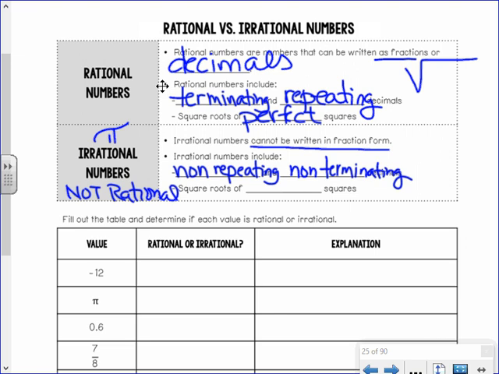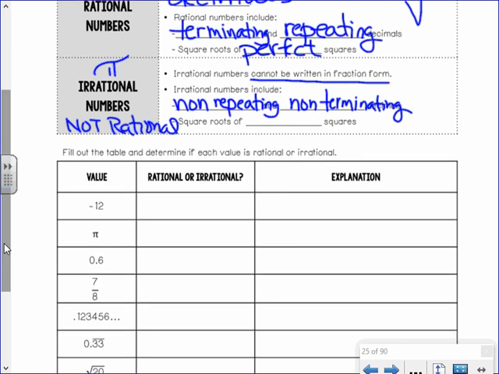Most of the time, the decimals that are irrational will come from our last statement here. So we said rational numbers were square roots of perfect squares. So irrational numbers are going to be square roots of non-perfect squares.